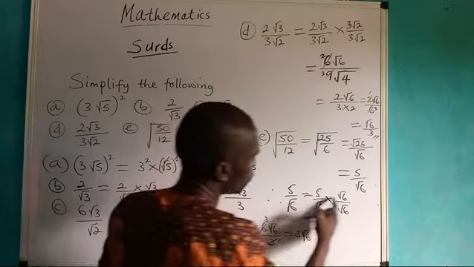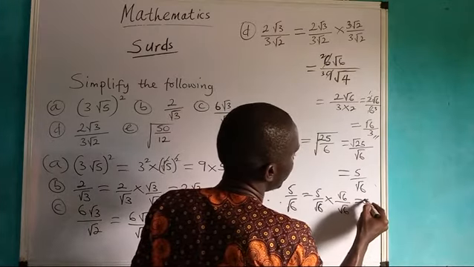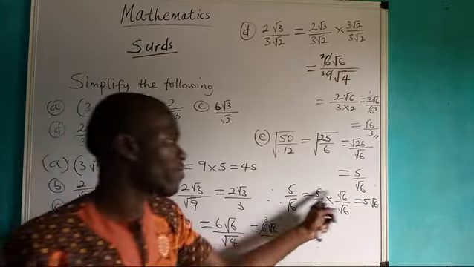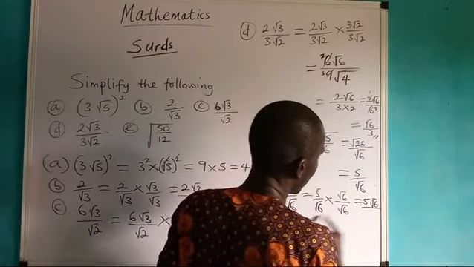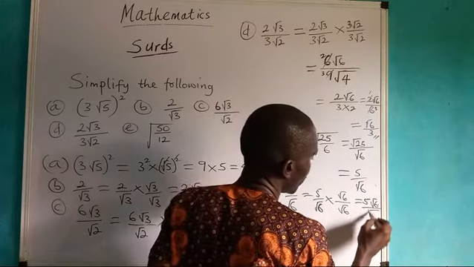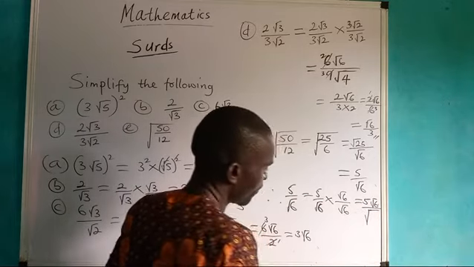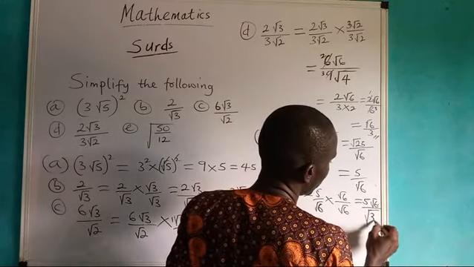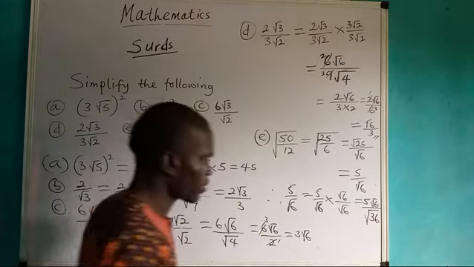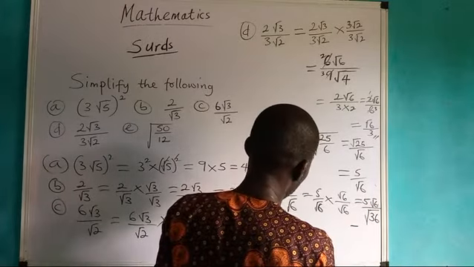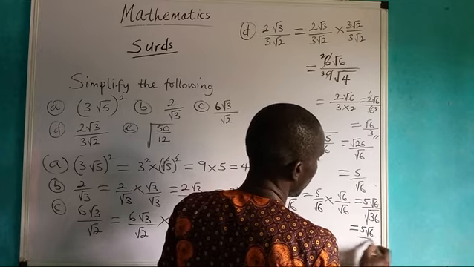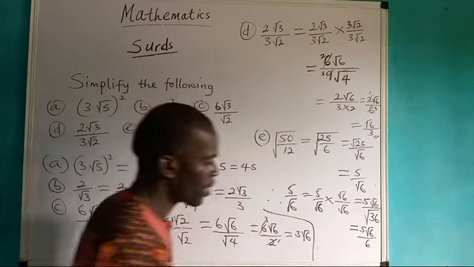Now multiplying this one, we are going to have 5 root 6. And we also multiply this one. This is a common surd, therefore we are going to have a perfect square, root 36. Root 36 is 6. Therefore, we now have our final result as 5 root 6 all over 6.